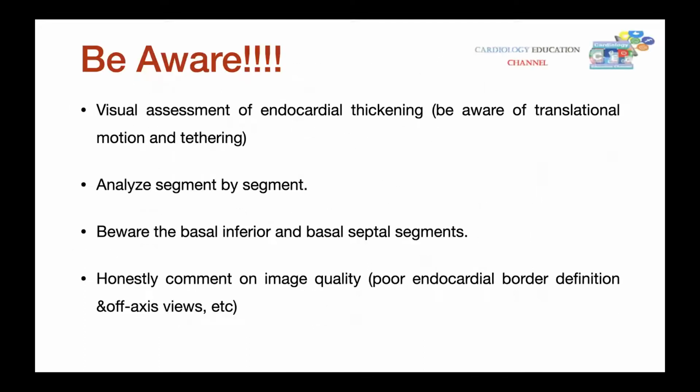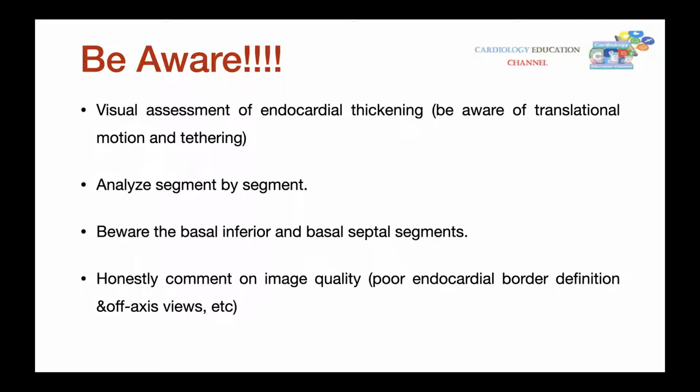But be aware when interpreting the segmental motion analysis by echocardiography. It depends on the visual assessment of the endocardial thickening. So you should be aware of the translational motion from the surrounding segments and the tethered segments. You should analyze segment by segment. That's why you are using the 4-chamber, 2-chamber, parasternal long and parasternal short views to be able to visualize all the myocardial segments. Be aware that the basal inferior is a little bit hypokinetic compared to the other myocardium, so it doesn't deceive you. And honestly, comment on image quality.